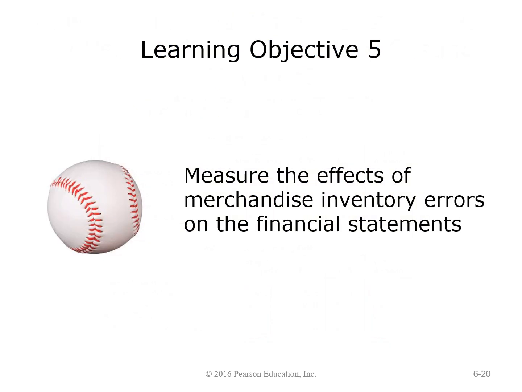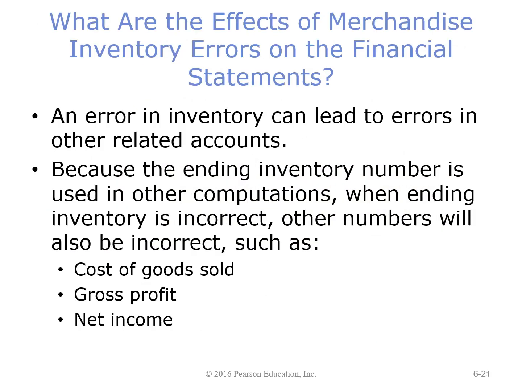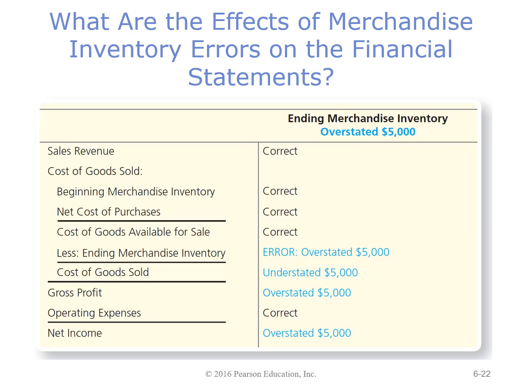How do we measure the effect of merchandise errors on the financial statements? If an error happens, what will be the effect on the financial statements? Actually, three main accounts will be affected: the cost of goods sold, the gross profit, and the net income. Those are the main accounts that will be affected by any error related to the miscosting of the inventory, whether it is cost of goods sold or the ending inventory.